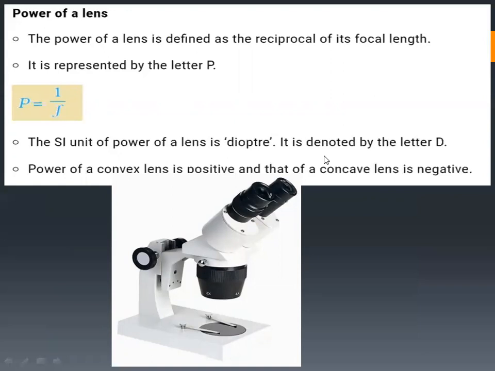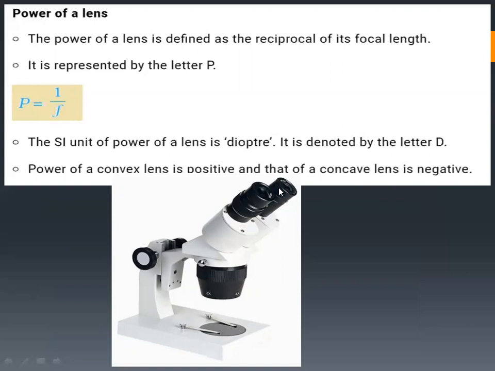There may be short numerical and short answer type questions. This type of questions may come. What is the power? What is the diopter? They will ask. Remember that focal length should be calculated in meters. Meter means 100 centimeters is 1 meter. Keep that in mind. The power of a convex lens is positive and that of a concave lens is negative. Convex lens is positive and concave lens is negative. This also you keep in mind.